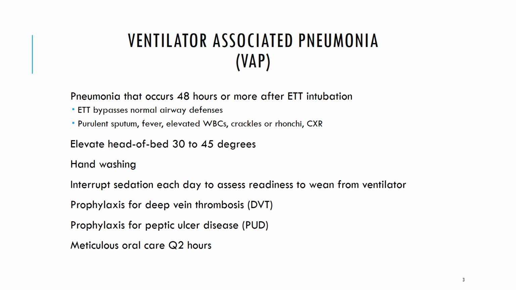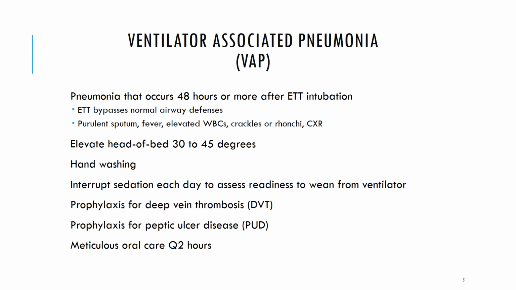So if a patient starts to develop a fever, they have foul smelling or purulent sputum, they have an elevated white blood cell count, you hear crackles or rhonchi in their lungs, and they're on the ventilator, that patient needs to have a sputum sample sent down to the lab, or their chest x-ray needs to be reviewed. This patient could be developing VAPP.